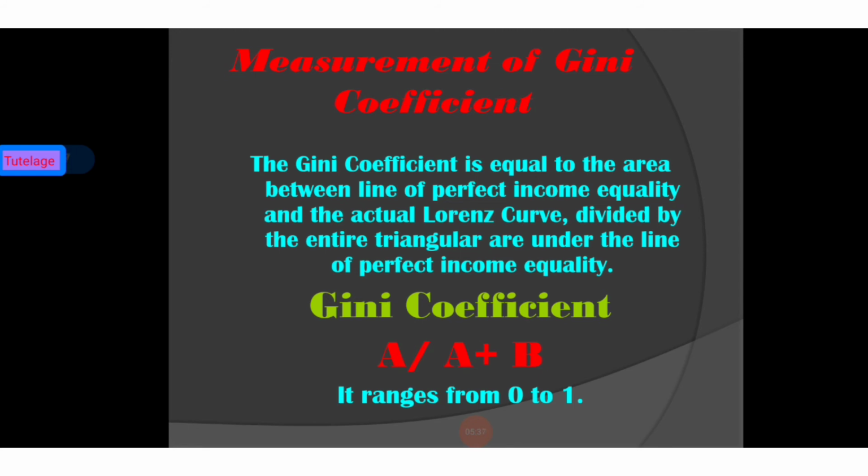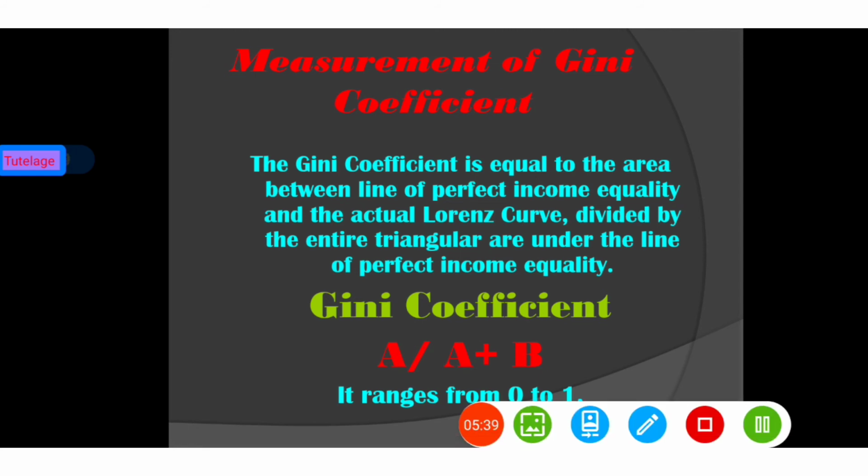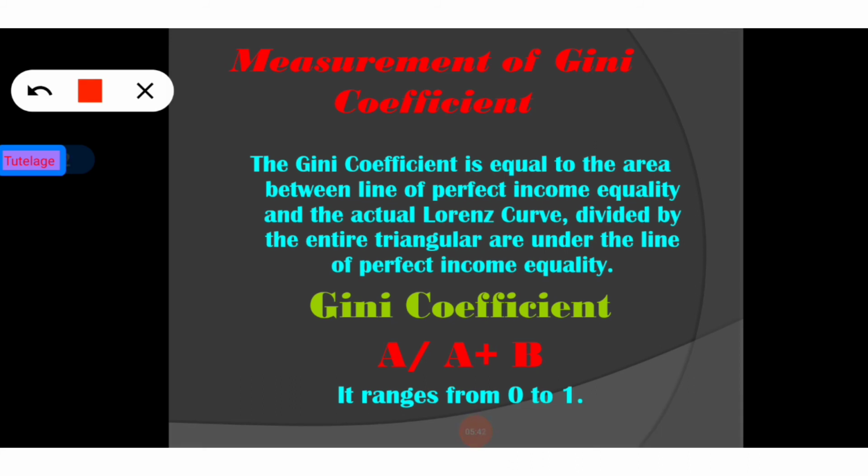We all know the Gini coefficient is equal to the area between the line of perfect income equality, that is the OP line, the diagonal line, and the actual Lorenz curve, divided by the entire triangular area under the line of perfect income equality. So the formula of the Gini coefficient is A by A plus B. Now move on to the graphical representation.